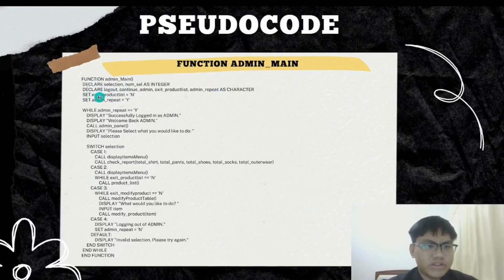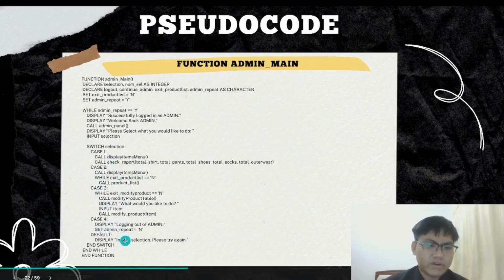Next up is the function admin main. It starts with declaration, displaying the welcome, and then calling the admin panel. This takes in whatever input the admin would like to do. And if it's four, it'll log out from here and go back into the main menu. Otherwise, it would just display invalid section.